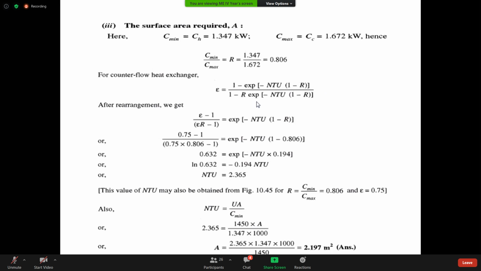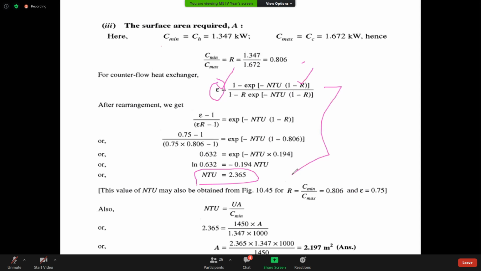చూడండి ఇక్కడ, right? C minimum తెలుసు, C maximum తెలుసు. C minimum by C maximum is this one, right? Effectiveness equation మీకు ఇంతకు చూపించాను, కౌంటర్ ఫ్లో, ప్యారలల్ ఫ్లో. ఇది కౌంటర్ ఫ్లో ఈక్వేషన్, రైట్? ఎఫెక్టివ్నెస్ నాకు తెలుసు, R వాల్యూ నాకు తెలుసు. ఈ ఈక్వేషన్ నుంచి NTU ఫైండ్ అవుట్ చేసి ఇంత వచ్చాను. అంటే ఈక్వేషన్ అంటే ఎక్స్పోనెన్షియల్, లాగ్ అదంతా కొంచెం కష్టంగా అనిపిస్తుంది, టైం టేకింగ్. సో బెటర్ యూ యూజ్ గ్రాఫికల్ మెథడ్.